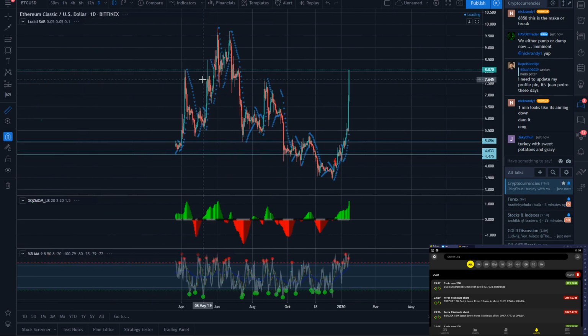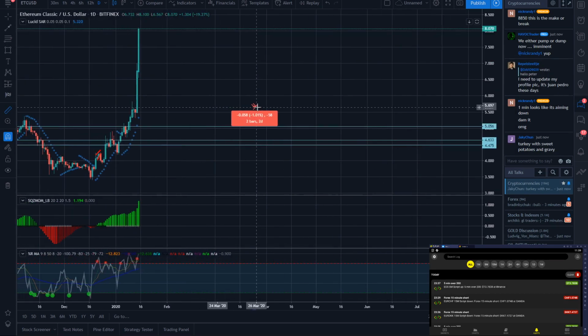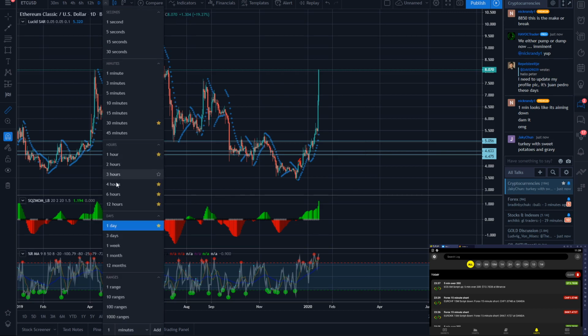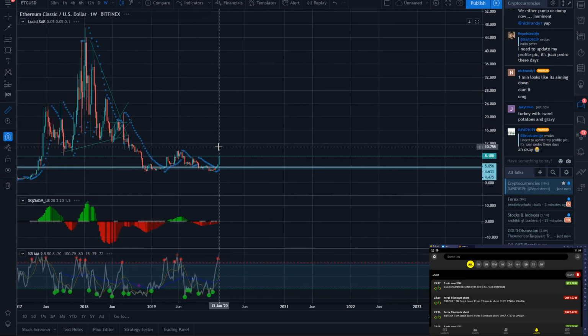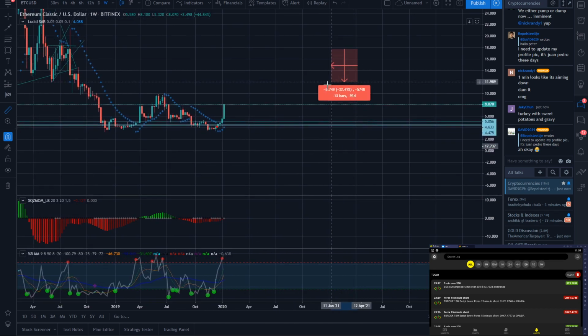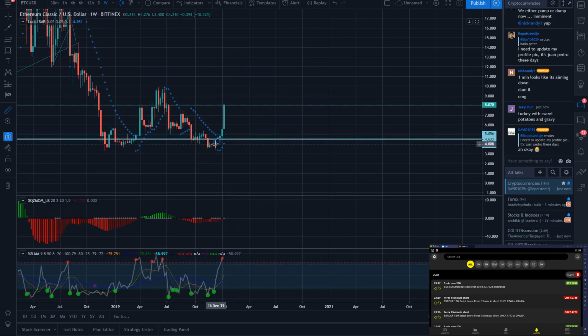So it was added on Binance Futures, and currently it's in buy zone. Let's see on the weekly. Look at this. So if you bought ETC at this level, you have 91%.